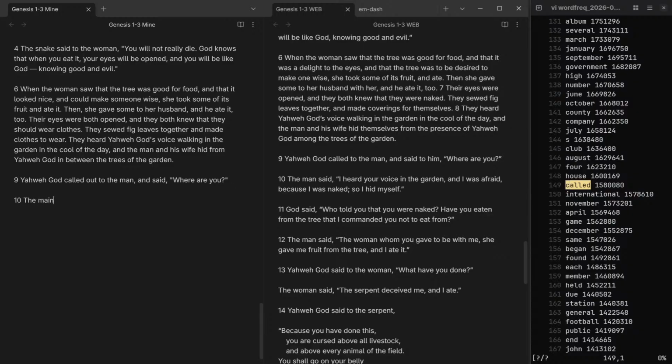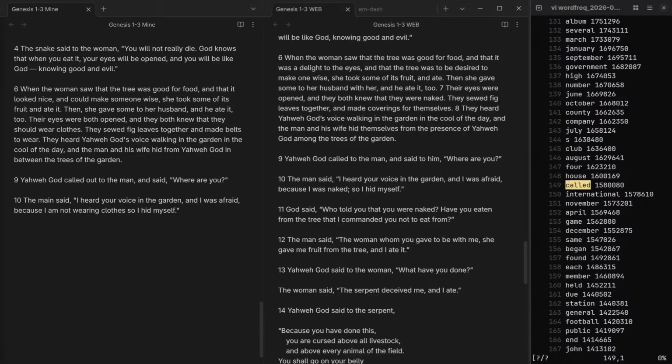Verse 10. The man said, I heard your voice in the garden, and I was afraid, because I am not wearing clothes. So I hid myself. Let's change this. It says they made clothes for themselves, but that doesn't really fit with the story. I'll just say belts. Maybe garter. Maybe I could just put shorts.